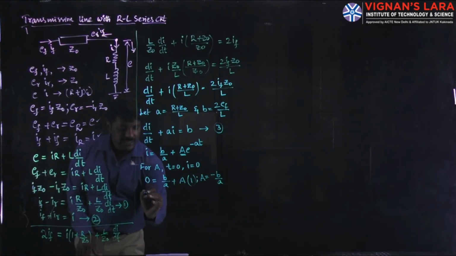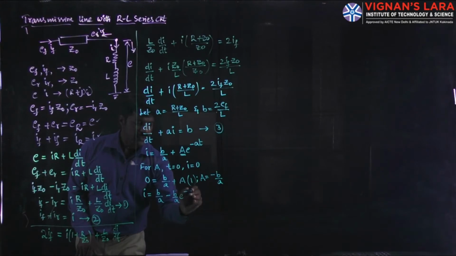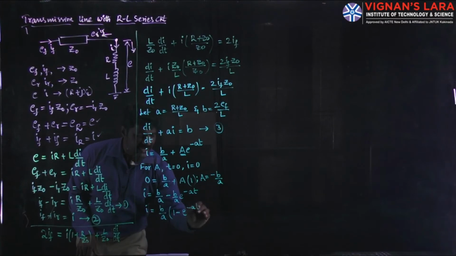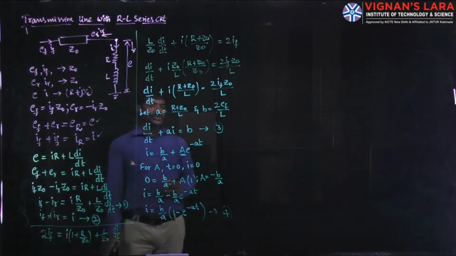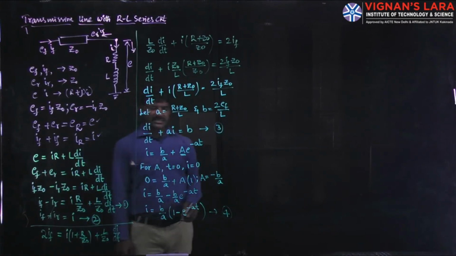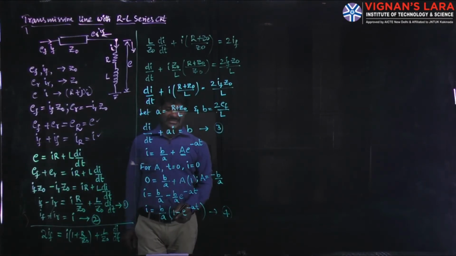So the solution of the current equation, the first order differential equation, can be written as I is equal to B by A minus B by A into e to the power minus AT. That is, the current solution I is equal to B by A into 1 minus e to the power minus AT. Let it be equation 4. So equation 4 is the solution for the first order differential equation 3.